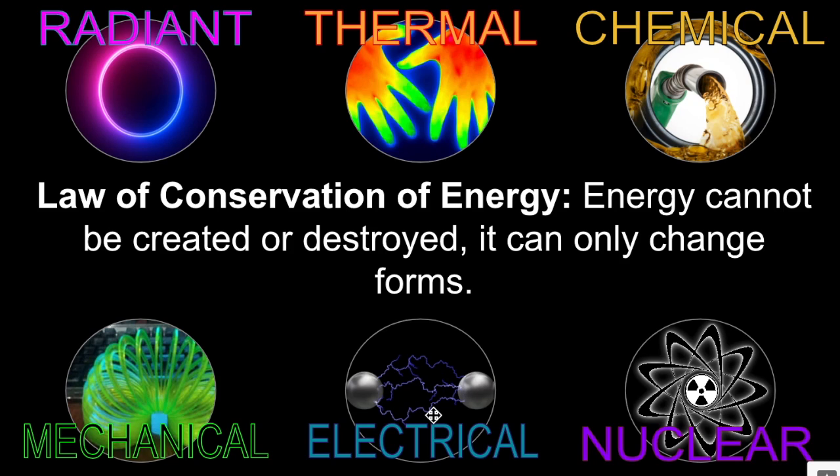Electrical is the energy that's produced when electrons are moved from place to place. And then nuclear energy is the energy stored inside of an atom, so like splitting atoms would produce nuclear energy. Okay, so we're going to do a few practice problems. Some of this should be reviewed from your physical science class that you had before, the transforming of energy.